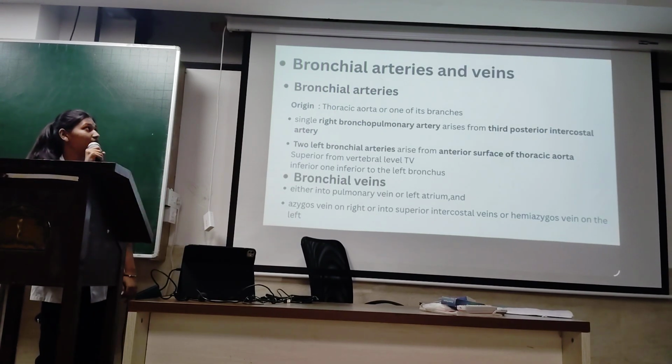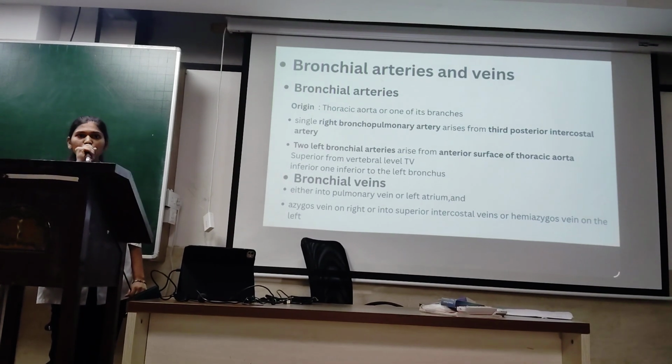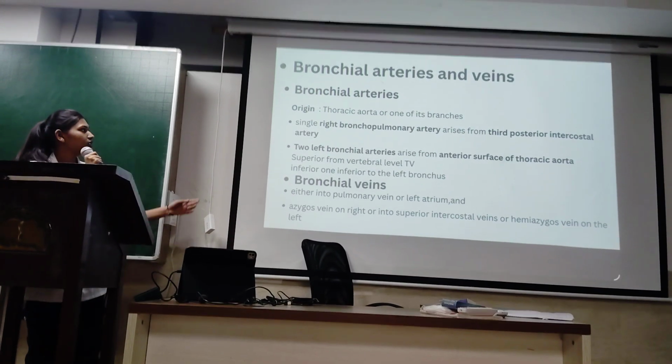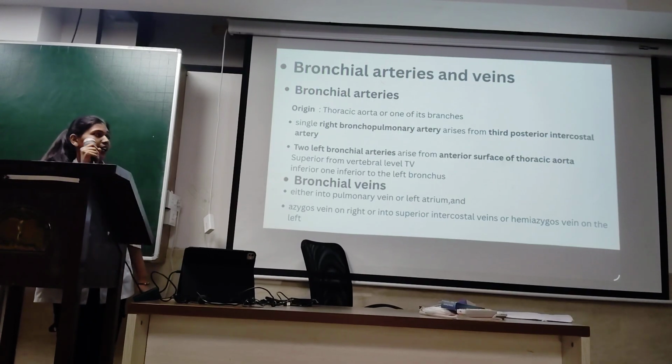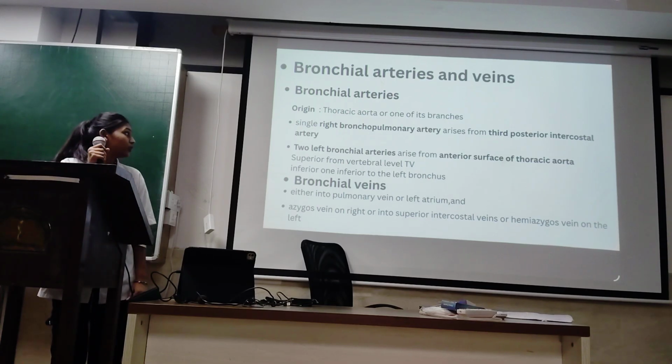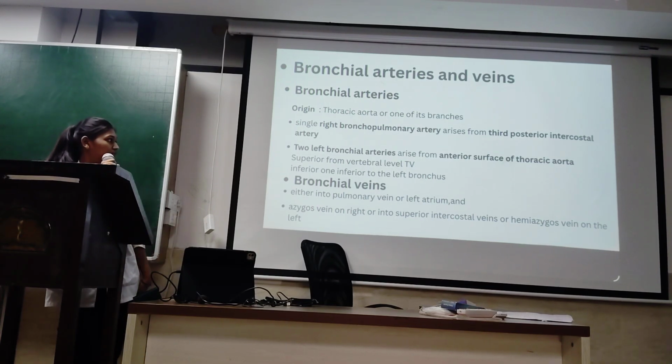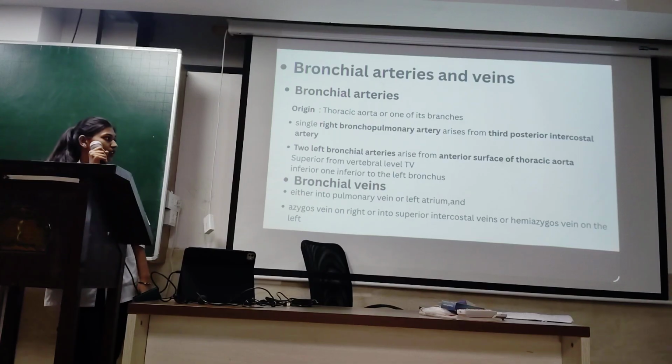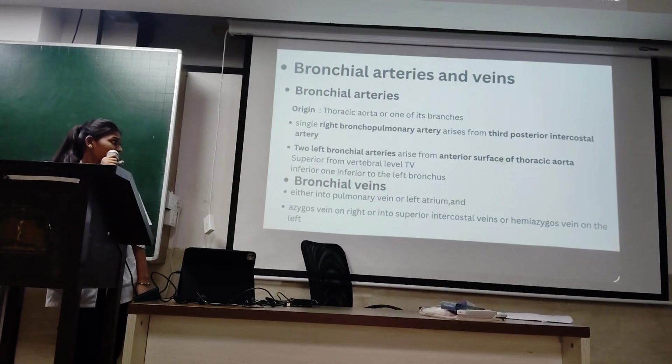Now let's see the bronchial circulation. Bronchial arteries originate from the thoracic aorta or one of its branches. A single right bronchial artery originates from the third posterior intercostal artery, and two left bronchial arteries originate from the anterior surface of the thoracic aorta, superior from the vertebral level of T5 and inferior to the left bronchus.